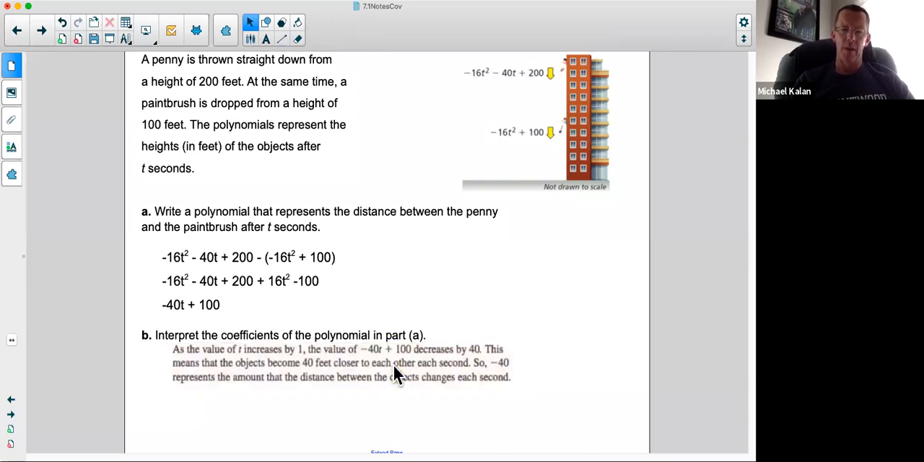Okay, interpret the coefficients of the polynomial in part A. Well, as the value of t increases by 1, the value of negative 40t plus 100 decreases by 40, right? Think about it this way. If t is 0, then this is equal to 100, right? If t is 1, negative 40 times 1 is negative 40, plus 100 is 60. This means that the objects become 40 feet closer to each other each second. So minus 40 represents the amount that the distance between the objects changes each second. So each second, they're getting that much closer together.